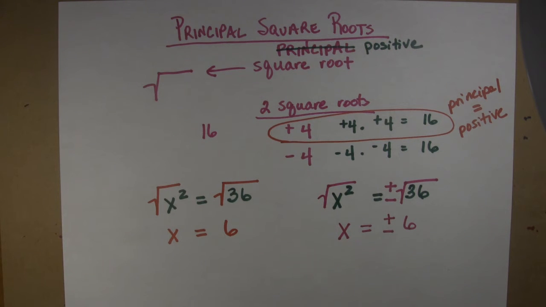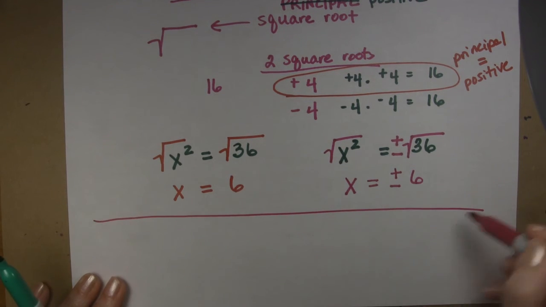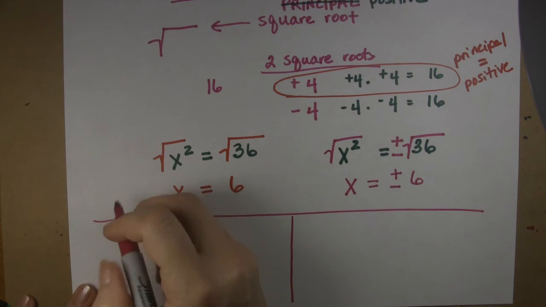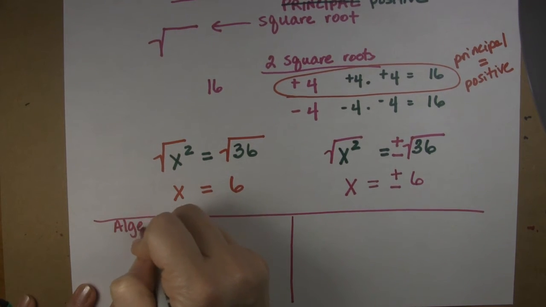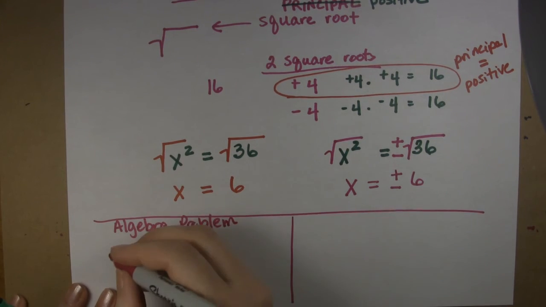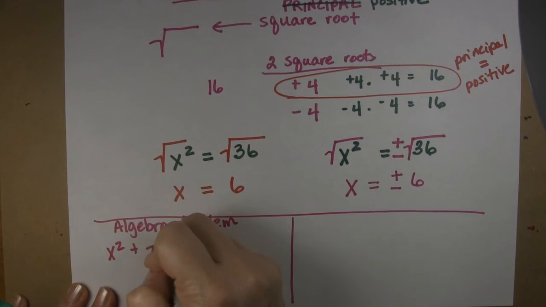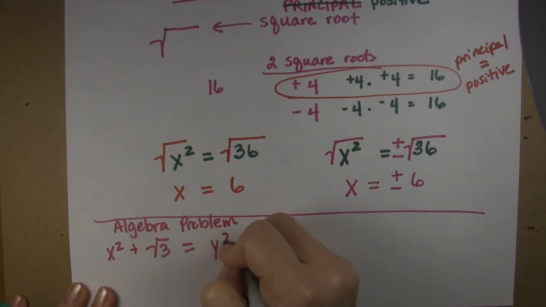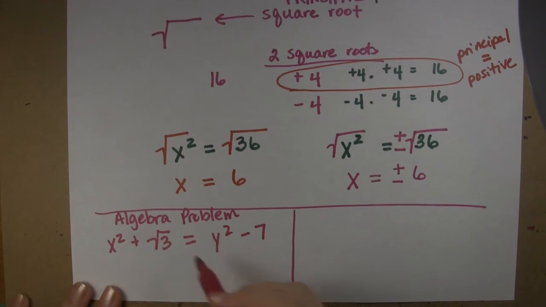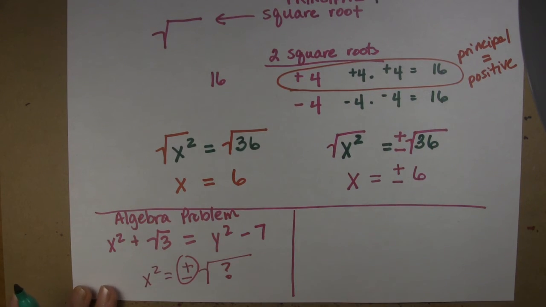Now, there are two types of problems that you can do regarding square roots. One type of problem is your plain old algebra problem. This is a problem where you just get numbers and you start crunching numbers. So it could be like x squared plus the square root of 3 equals y squared minus 7, or whatever your thing is. And when you solve this, you're going to have x squared equals plus or minus the square root of whatever number you're dealing with. So you're going to do the plus or minus.